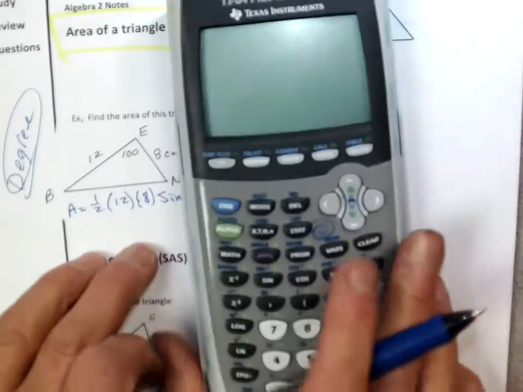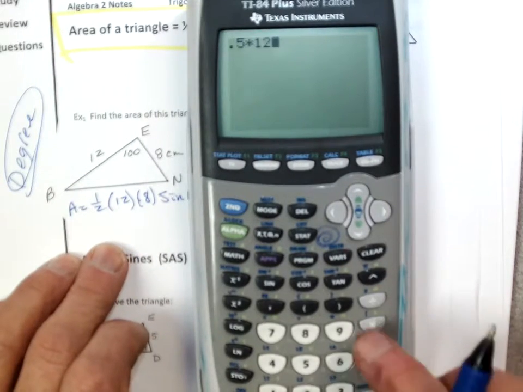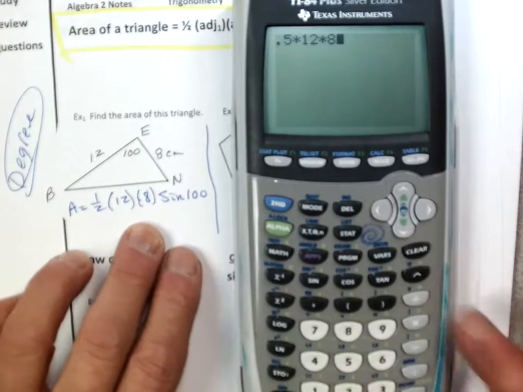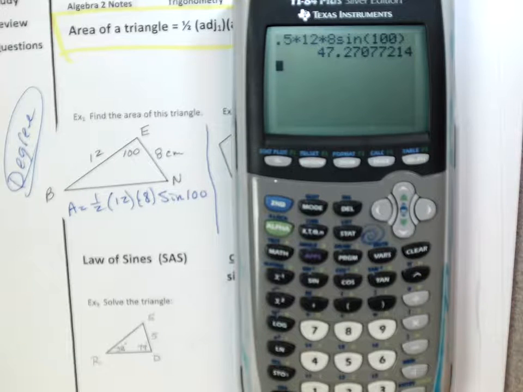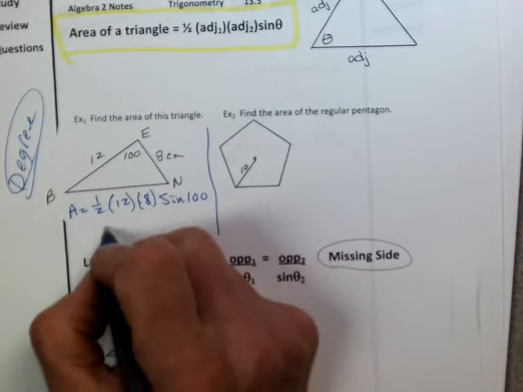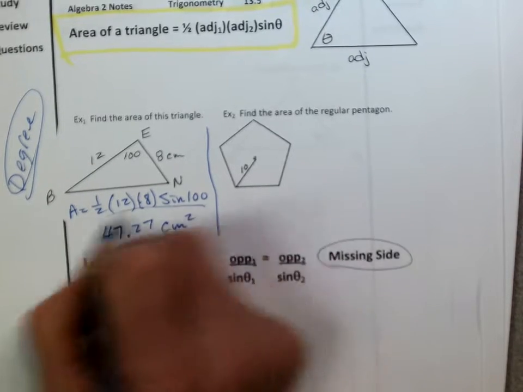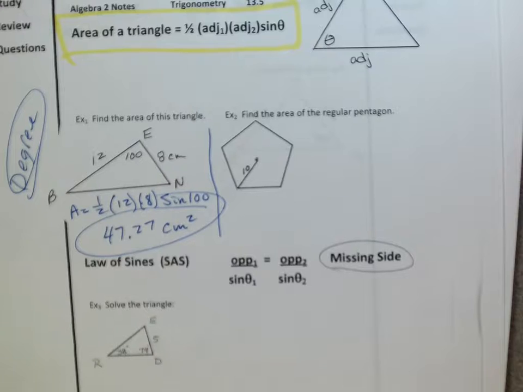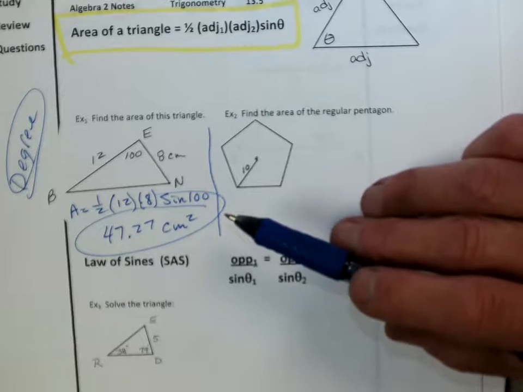Okay, so on my calculator, I'm just going to go 0.5 times 12 times 8 times the sine of 100. 47.27. It's that easy. So my answer is just going to be 47.27 centimeters squared because it's area, right? Not hard. Example 2. Thumbs up, you guys? You guys get it? Pretty easy? Okay, example 2.